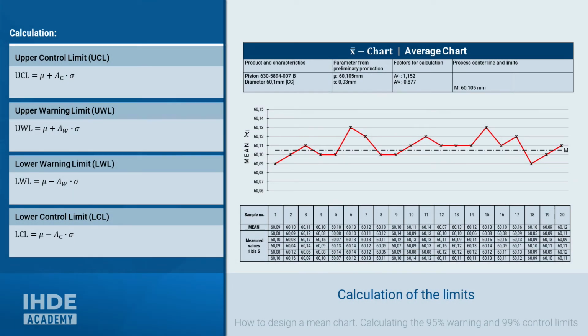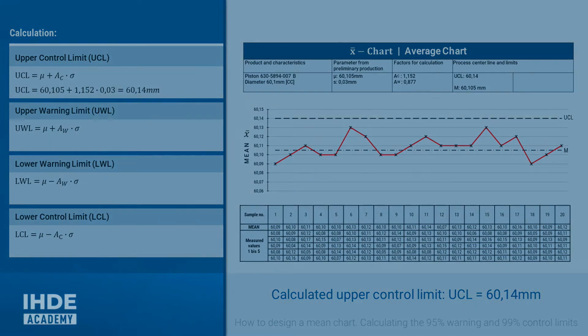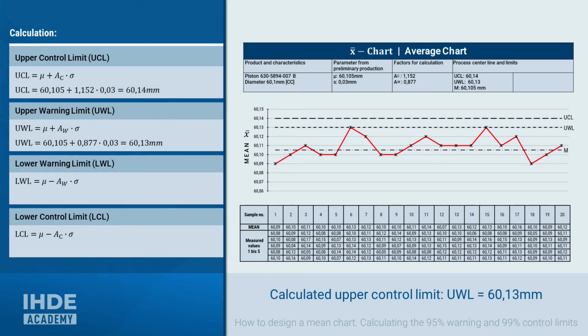For the further calculations, the table on the left has been expanded to include the formulas for the lower warning and control limits. If you now enter the values in the formula and calculate the upper control limit, the result for UCL is 60.14. This upper control limit has already been drawn on the control chart. A value of 60.13 is calculated in the same way for the upper warning limit. The limit was also drawn on the control chart.